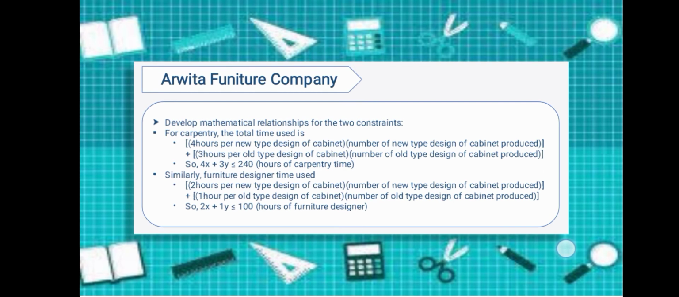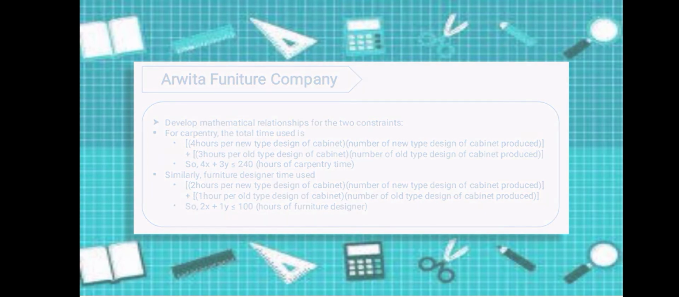Similarly, furniture designer time use 2 hours per new type design of cabinet times number of new type design of cabinet produced plus 1 hour per old type design of cabinet times number of old type design of cabinet produced. So in mathematical, we have 2x, x as represent again the number of new type design of cabinet produced, plus 1y again is the represent of the number of old type design of cabinet produced is less than or equal to 100. The furniture designer also constraints said that cannot exceed 100 hours. That's why less than or equal ang ginamit natin.